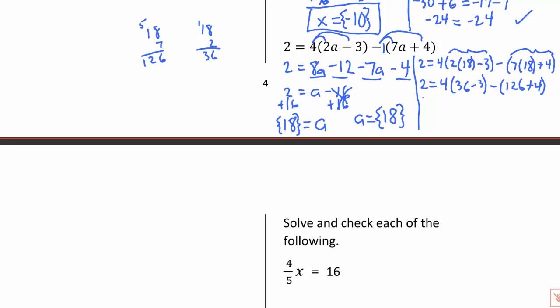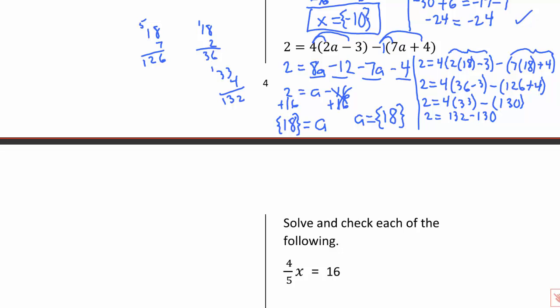Now we add and subtract. So it gives me 2 is equal to 4 times 36 minus 3, subtract. That gives me 33. Minus, parentheses, 126 plus 4, well that is 130. You add them, 4 plus 6 is 10, carry the 1, that gives you 130. Now, 4 times 33 is what we need to do. So it gives me 2 is equal to 4 times 33. And again, we can just go over here, 33 times 4, 12, carry the 1, 12, add 1 is 13, 132. And that's a good thing.